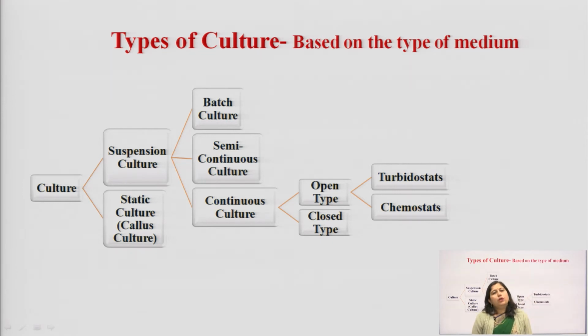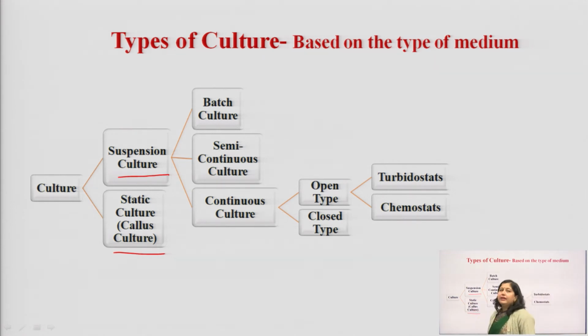Now, we come to the different types of culture based on the types of the medium. Till now we have discussed types based on the type of plant part used. We also discussed specialized techniques like protoplast culture as well as hairy root culture. Now, further we will be discussing types of culture based on which type of medium we are going to use. So, first of all there are two types of culture: one is the suspension culture, and the other is the callus culture, which is also known as the static culture.